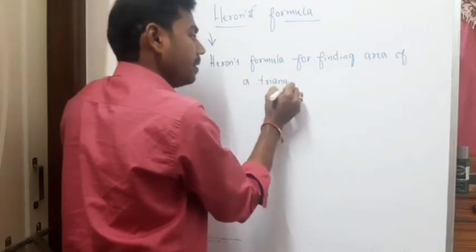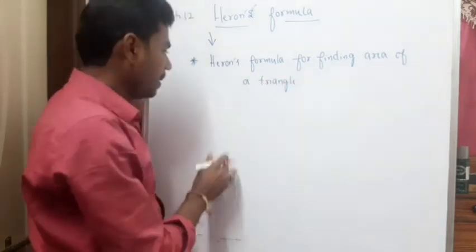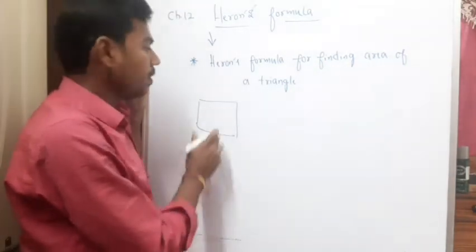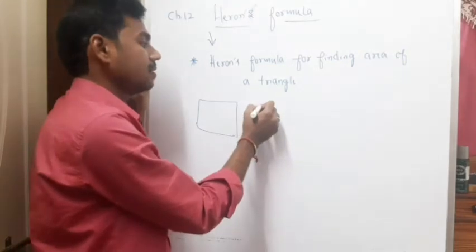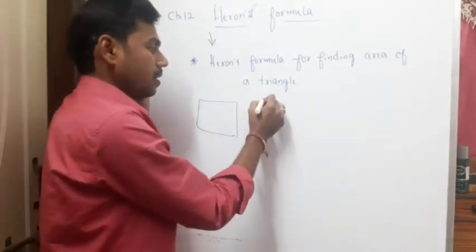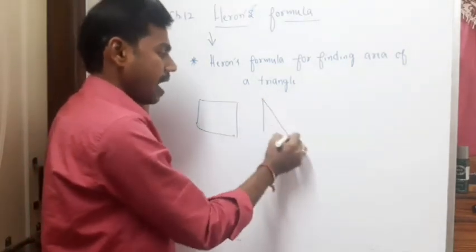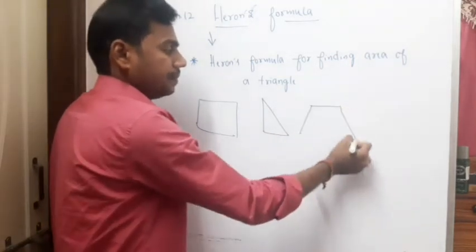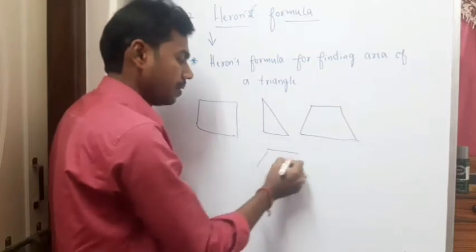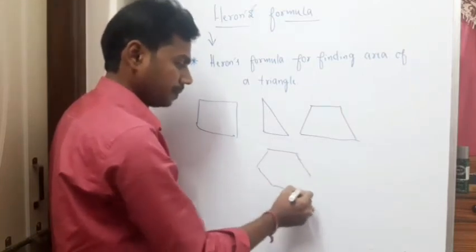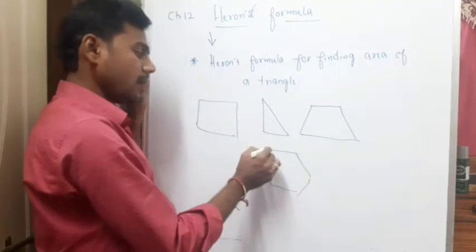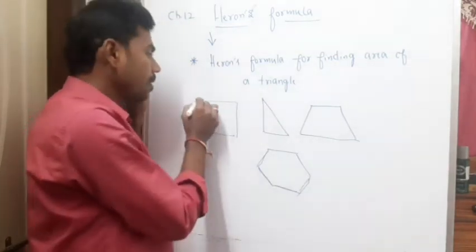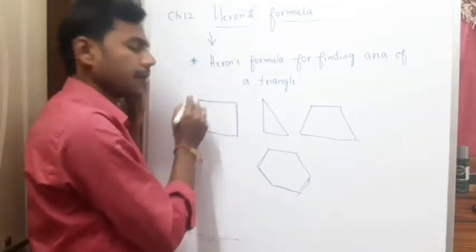So before that, you know what is perimeter? The measure of the boundary of any 2D plane figure. If you take a triangle, rectangle, any quadrilateral, trapezium, hexagon, any 2D figure you take, if you measure the outer boundary, that we call a perimeter.